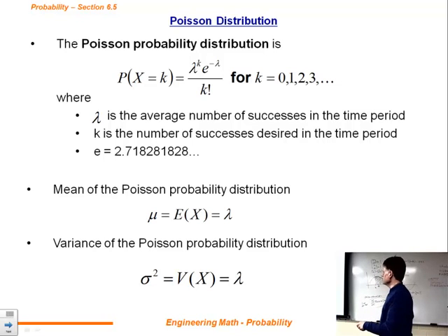The variance of this distribution is also lambda, actually. This is very interesting because, remember, the variance is usually in different units than the mean. Well, here, there are no units. These are just numbers of events.